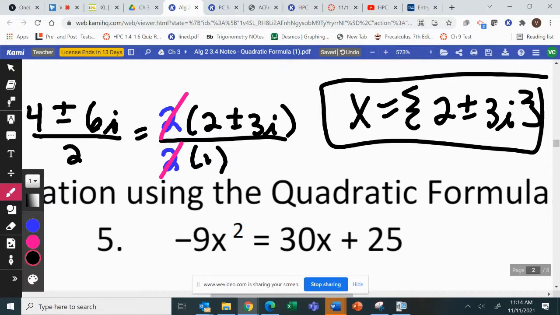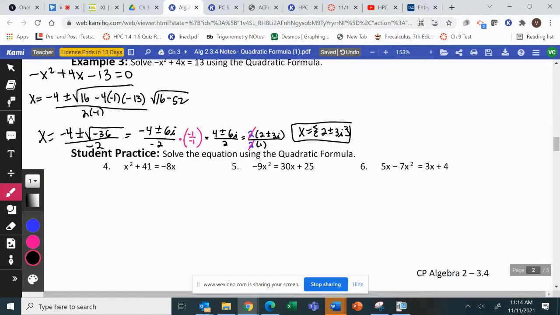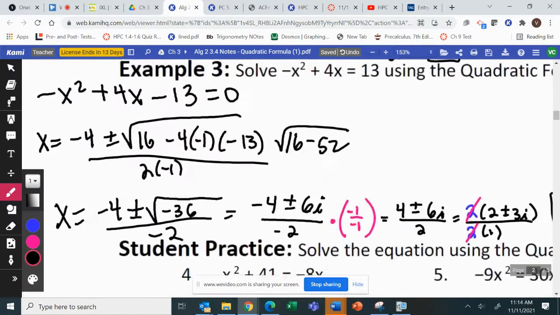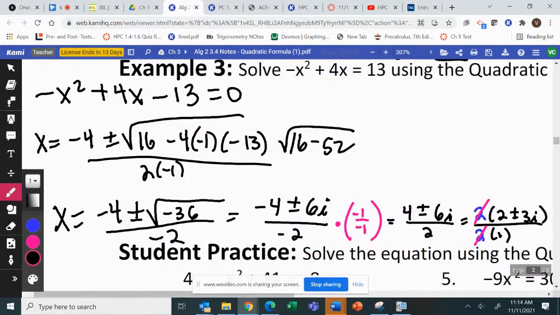Why did that one have negative? I'm sorry, I gave it away. Why did that one have imaginary answers? Negative. Because what was negative? Somebody raise their hand and tell me it wasn't because A was negative. It wasn't because C was negative. That's not what made it an i. What made it imaginary?